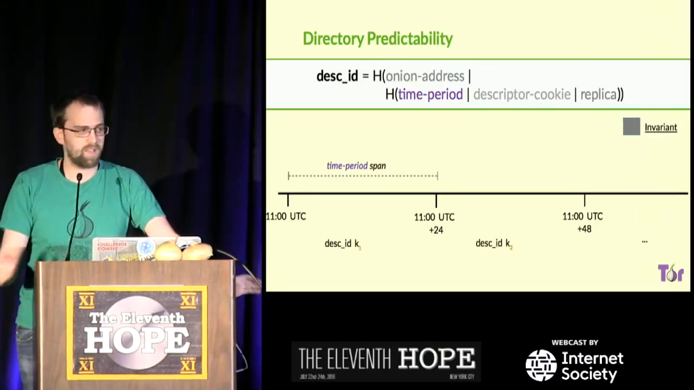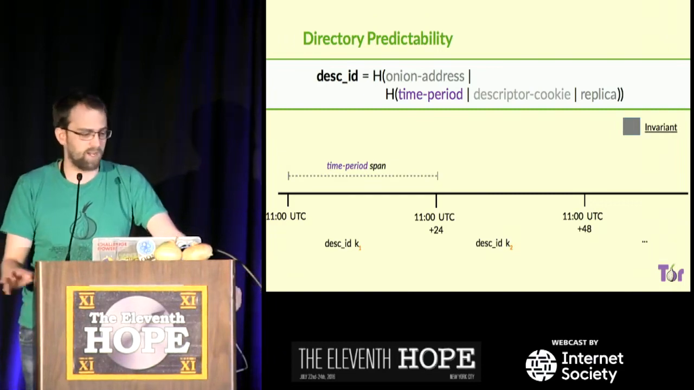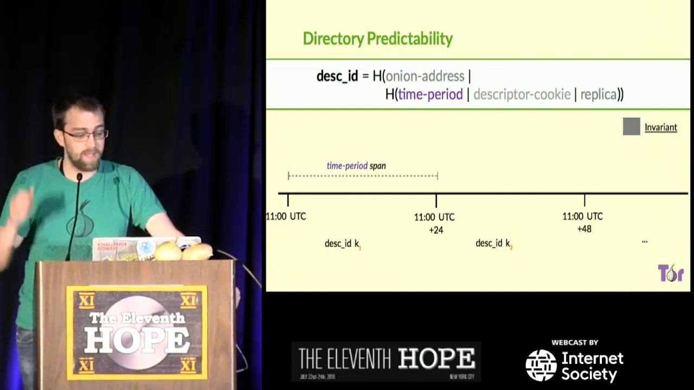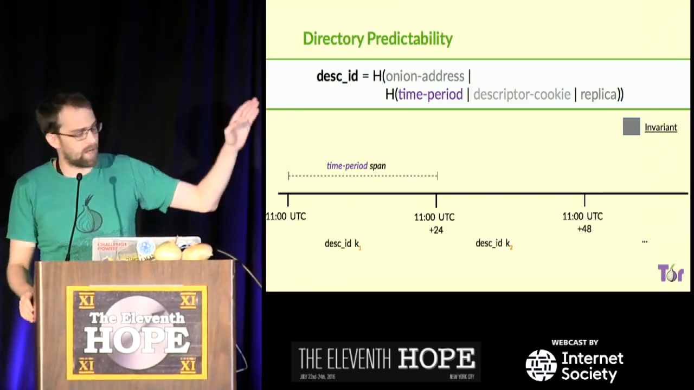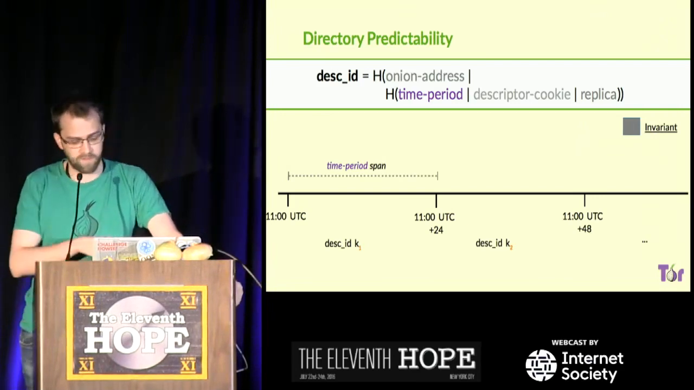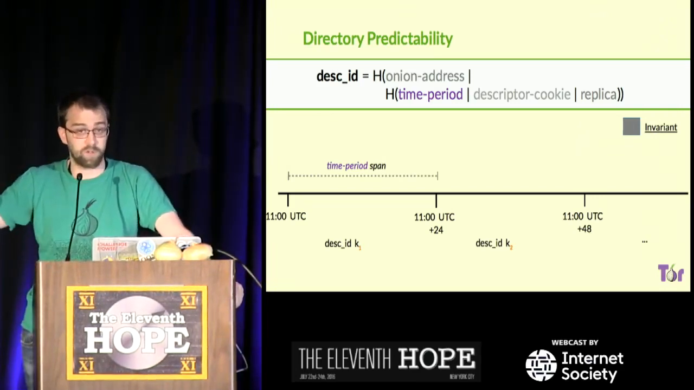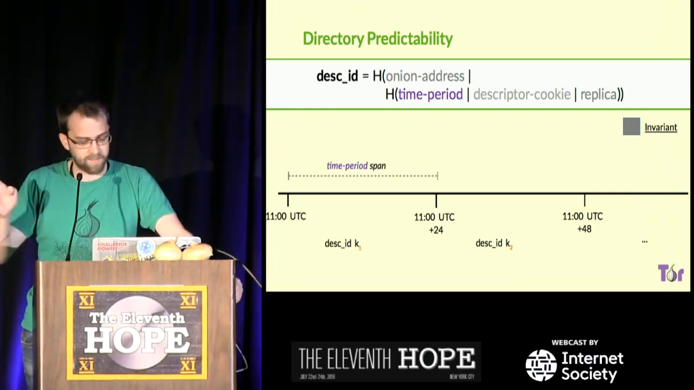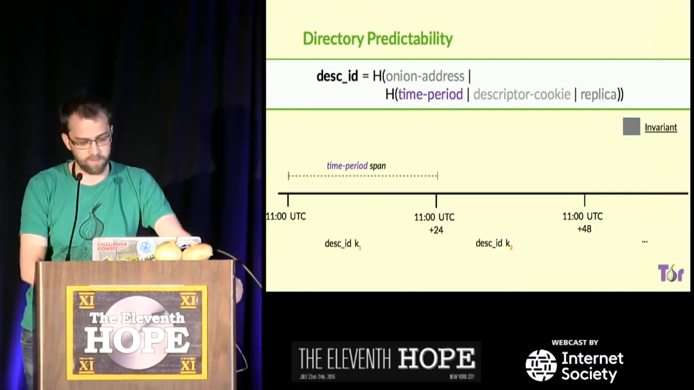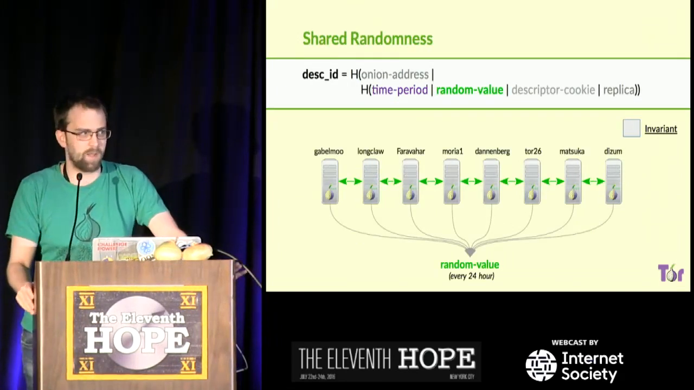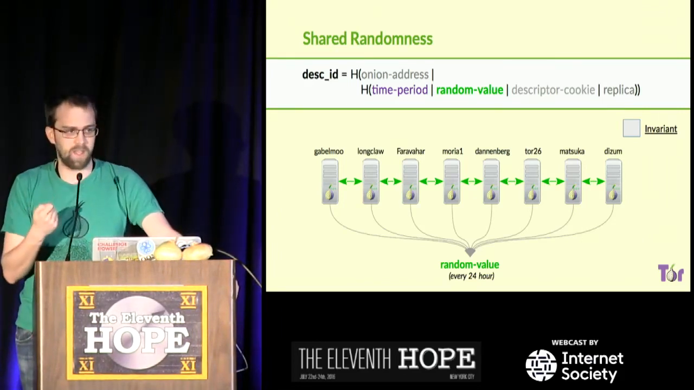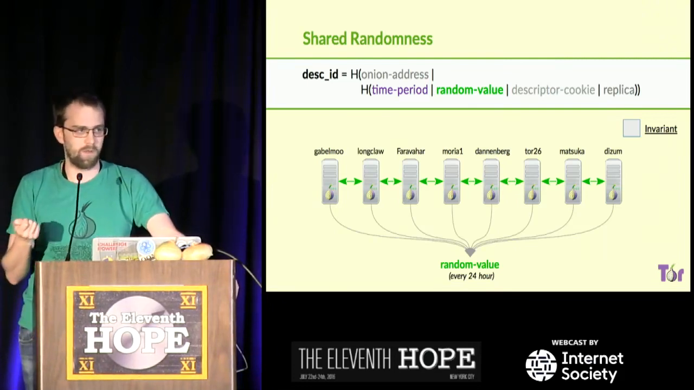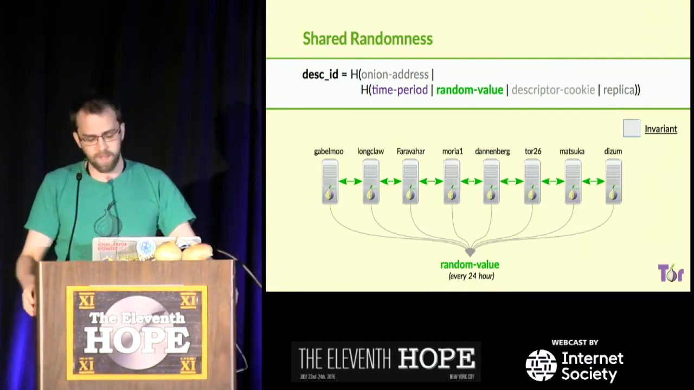Now, this is a problem. As I told you, business models are getting created on this and making money. So we have this problem where the time period is predictable and so on. We have the same descriptor ID equation there with a nice timeline showing you where the different descriptor IDs change. At 11, it changes to a new one, and so on and so forth, so you can predict it. So one of the solutions that we decided on at Tor is to add a random value to this. But it's kind of difficult to add a random value that Alice doesn't know, only the service knows. If only the service knows, well, Alice can't find it.